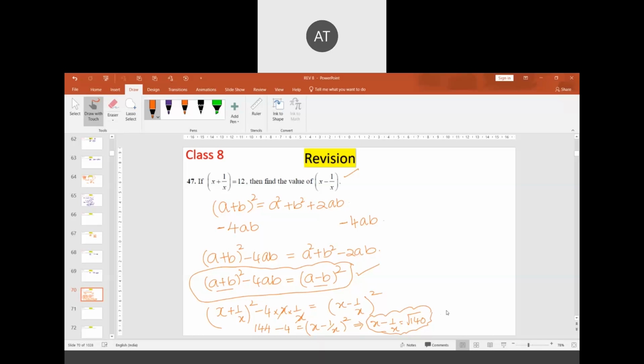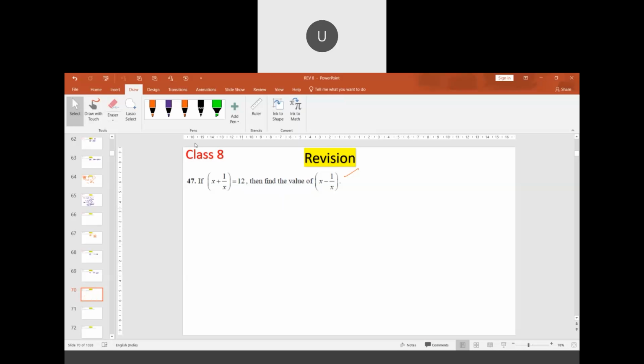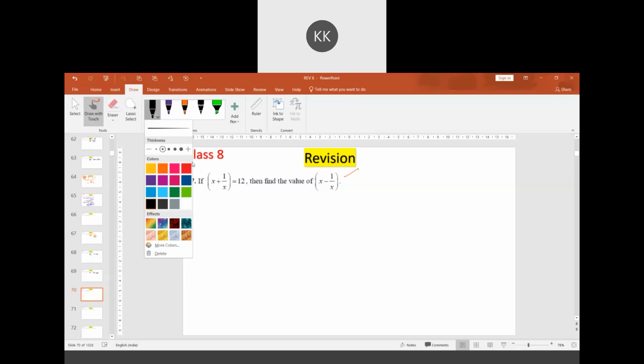Any doubt? Shall I tell in a different method? If you want me to tell in a different method, I'll do that. Okay. In this method, slight changes I'll make.